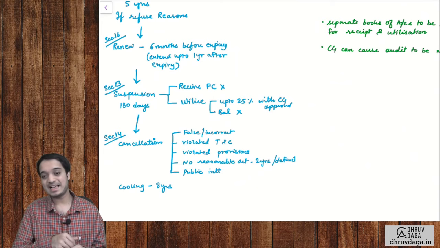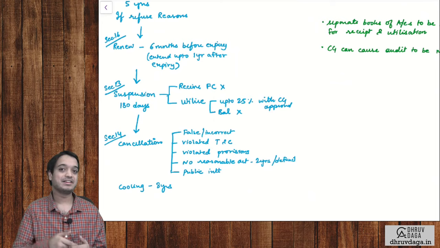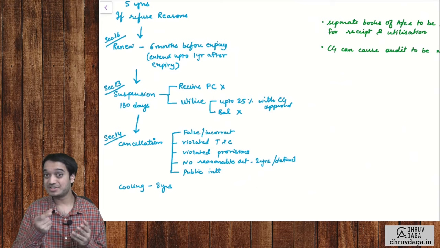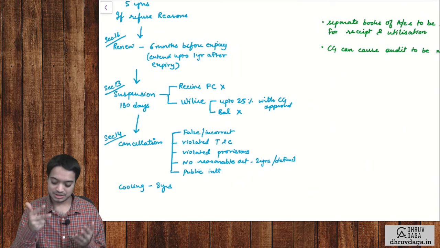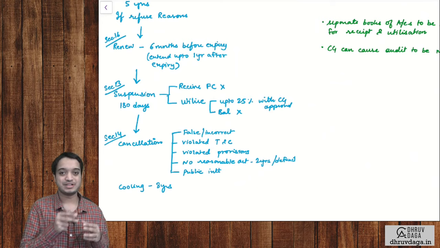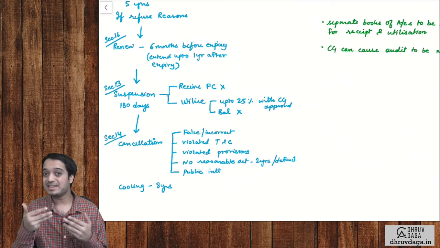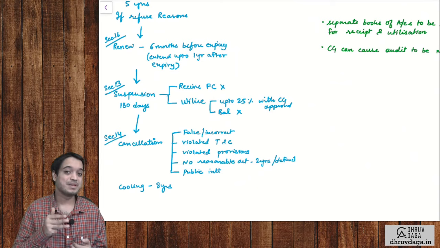Cancellation of certificate, can it happen? Cancellation can also happen. It can be cancelled for 5 reasons. Number 1, you have filed a fraudulent, incorrect application. Number 2, you have violated the terms and conditions for which you were granted registration, the terms and conditions in the certificate of registration. Number 3, you have violated the provisions of the Foreign Contribution Regulation Act or the rules and regulations framed thereunder. Number 4, that you do not have any reasonable activity for a preceding period of 2 years, or you have become defunct.